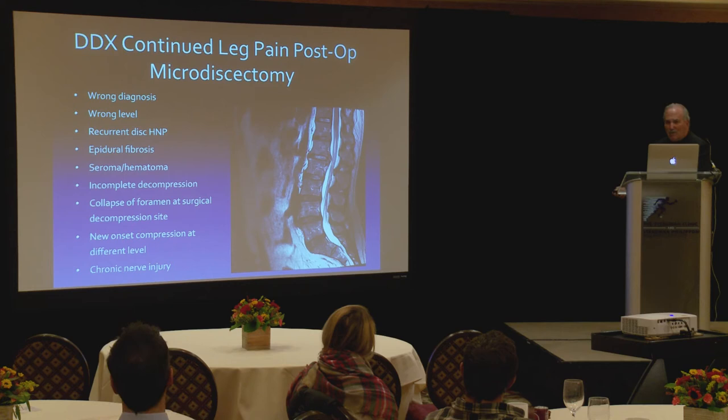You can have a collapse of a foramen at the surgical site. Remember, all this jelly is coming out. What happens to the disc height? It gets lowered, which can cause foraminal stenosis. You can have new onset compression at a different level, and you can have a chronic nerve injury. So you have to look for all these things.